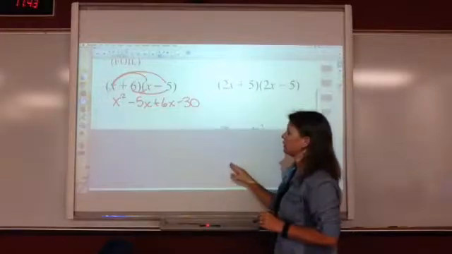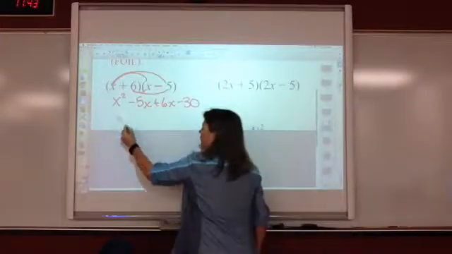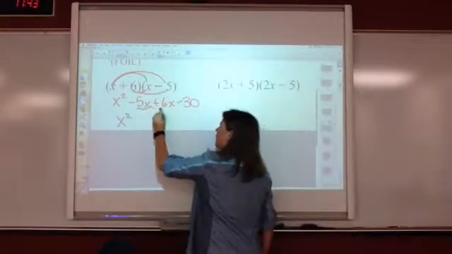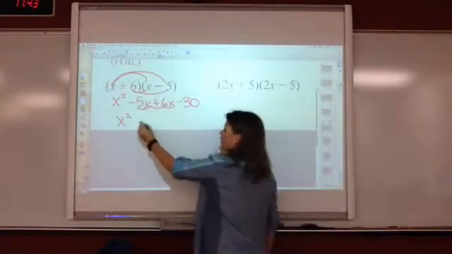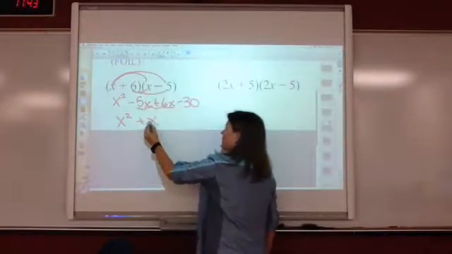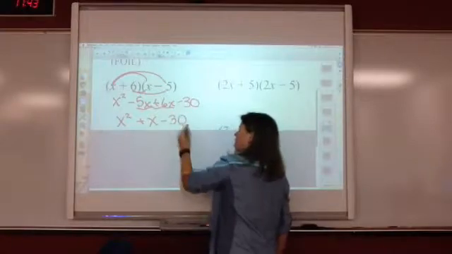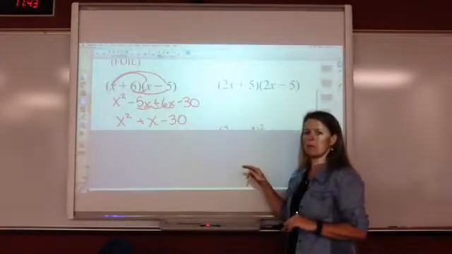Take a look at your answer. Combine like terms. x squared stands alone. Negative 5 plus 6 is a positive 1x, which is just x, minus 30. There's your reminder on FOIL.